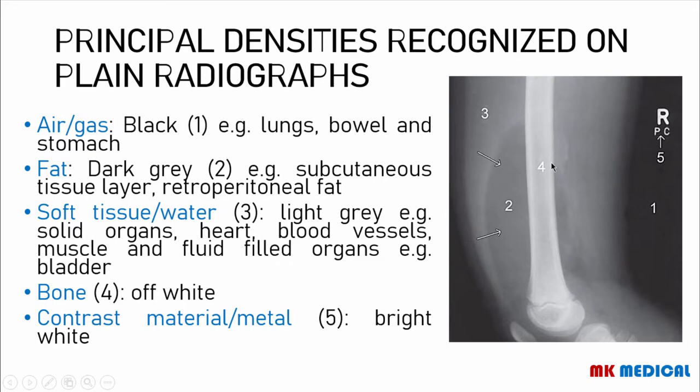So these are the 5 general principles that you're going to be seeing on the X-ray. Dark, because they are allowing a lot of X-rays through, like for example air or gas. Dark gray, meaning they are attenuating some X-rays, but still the large majority of the X-rays are passing through, like for example in fat. Light gray, meaning that they're attenuating much more X-rays and they are not allowing so much X-rays. Bone, attenuating even more X-rays, so it's going to be off-white. And then contrast metal, which almost doesn't allow pretty much any X-rays through, so it attenuates most of the X-rays and they don't actually reach the film, so it gives you this bright white color.